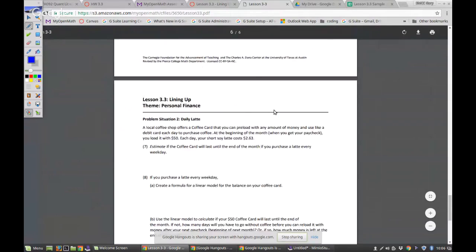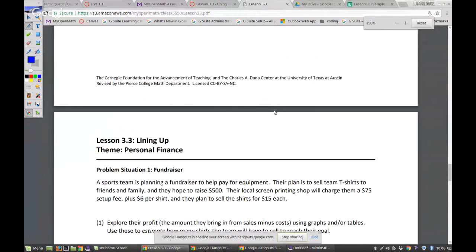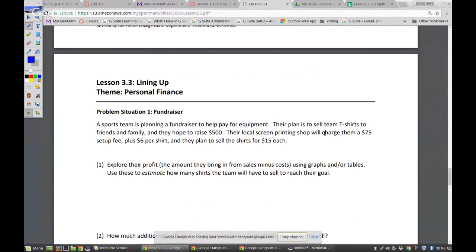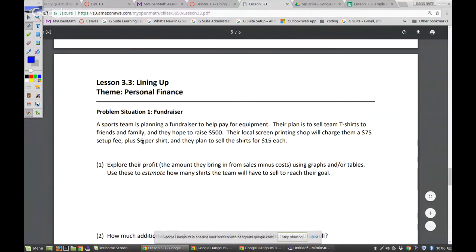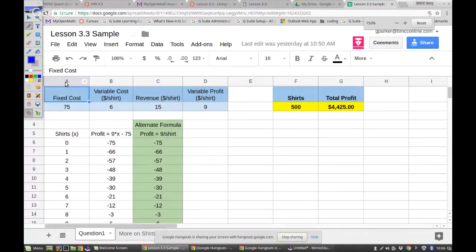So our setup back here, the main facts are they have a setup fee of $75. It costs them $6 to make a shirt, and they're selling them for $15. And so in the top here, I just listed that information. There's nothing too special about this. I'm just reiterating what was in that problem.